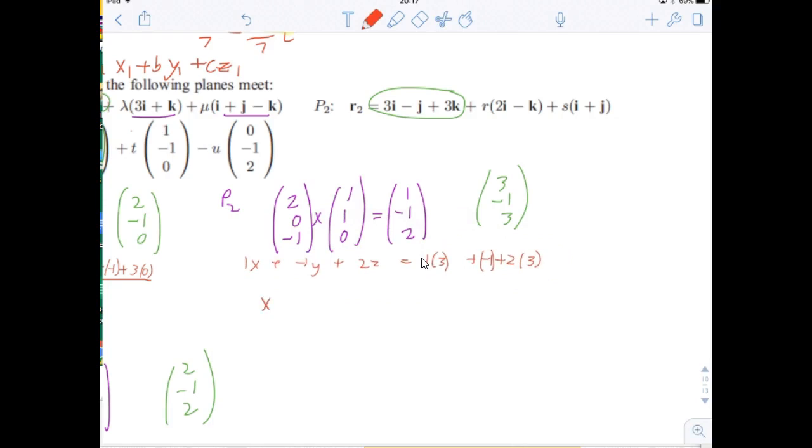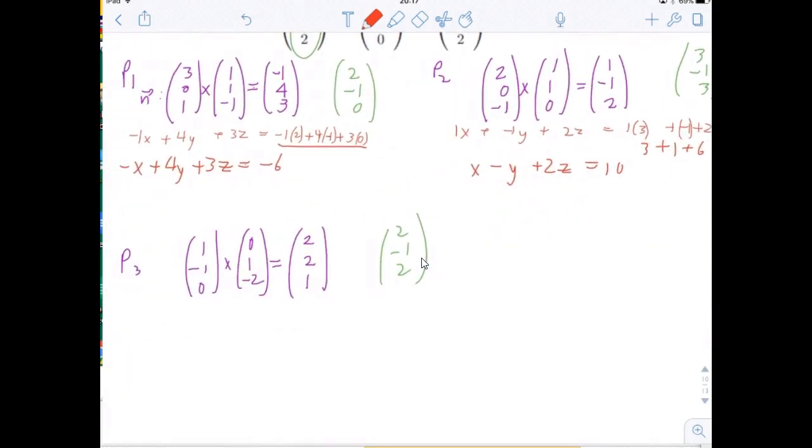So I get x minus y plus 2z equals 3 minus 1 times negative 1, which is positive 1. So 3 plus 1 plus 6, which is 10.